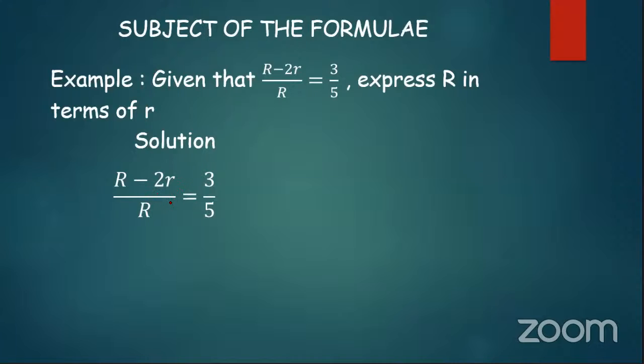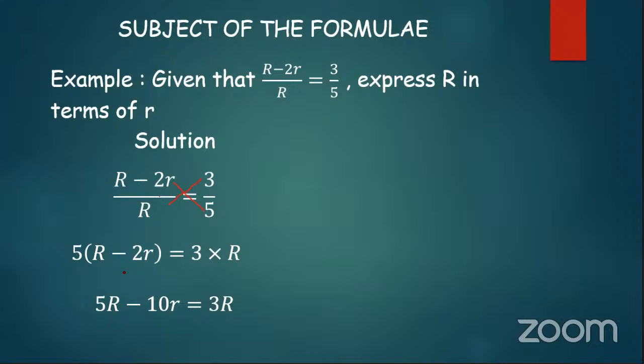Cross multiply. So here we begin by cross multiplying. So we multiply 5 by this and 3 by the other one. So that would give us 5 into capital R minus 2 small r is equal to 3 times R. And then here what would we do? We multiply 5 into the brackets, giving us 5R minus 10 small r is equal to 3R.